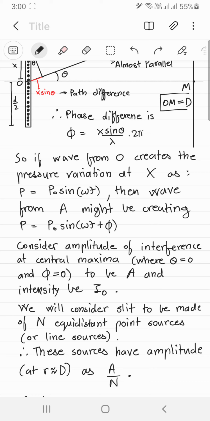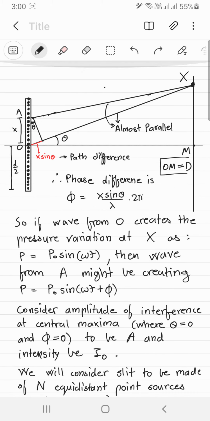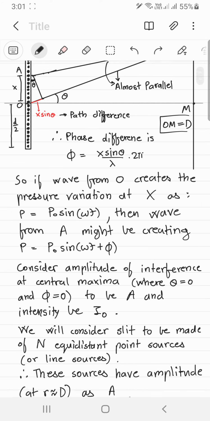Okay, then consider amplitude of interference at central maxima where theta is 0 and phi is 0 to be A. So when all of these sources have their pressure variation at this midpoint M applied at the same time, that interference will create basically just the addition of all the amplitudes. So what we can say is that amplitude upon the number of sources will give us the amplitude of each source, of course at a distance of capital D, approximately capital D.